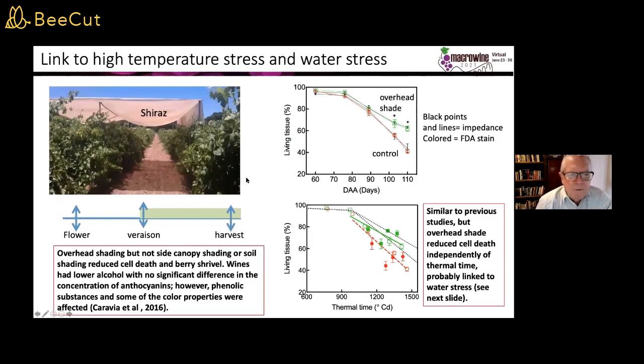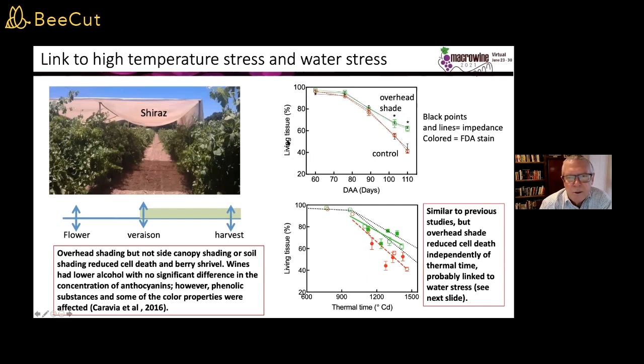So after we developed that method, we also wanted to look at the effect of temperature, and Luciano developed some shading protocols and trials over 3 seasons. The industry at that time were interested in shading, and we tried different shading methods. So this was one example using overhead shade, but we also had canopy shade where we had shading across the canopy and also soil shade. It was only the overhead shading that actually had an effect on berry shrivel and living tissue.